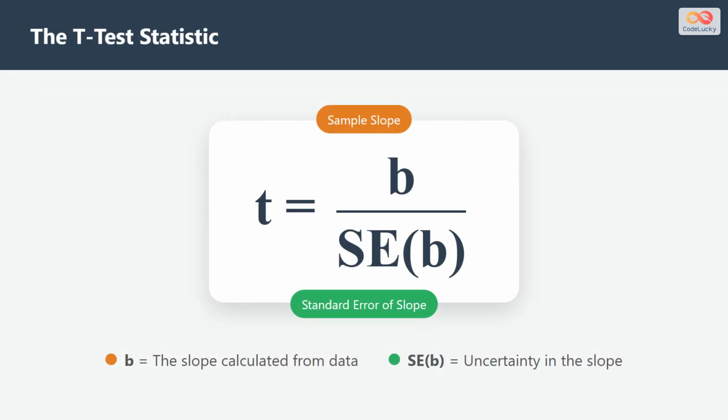To choose between these hypotheses, we calculate a test statistic called the t-statistic. The formula is simple. Take your calculated slope, b, and divide it by the standard error of that slope. Think of this as a signal-to-noise ratio. The slope b is the signal, and the standard error is the noise.